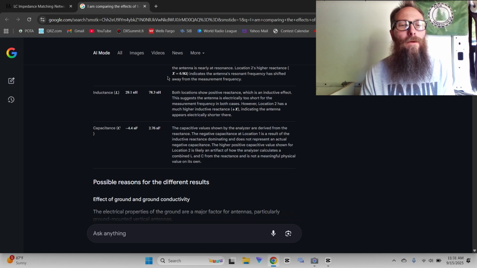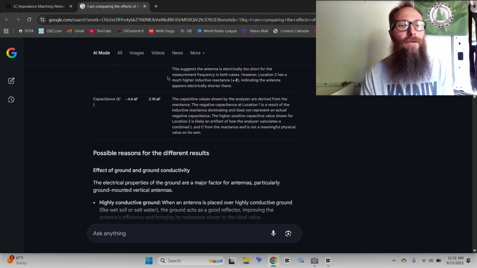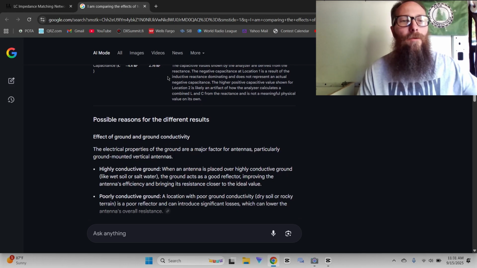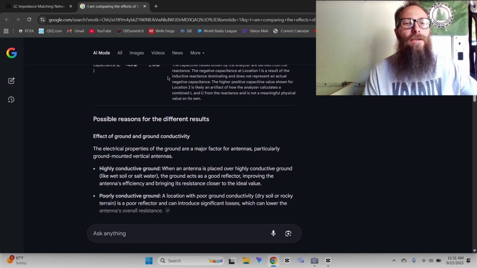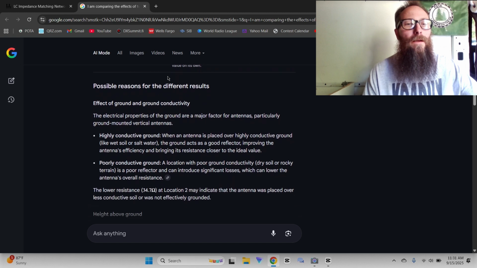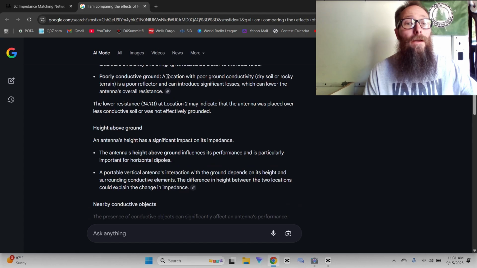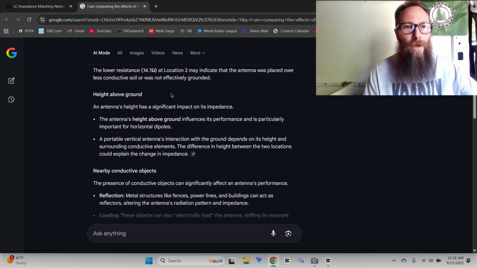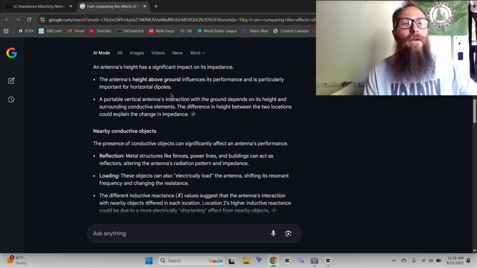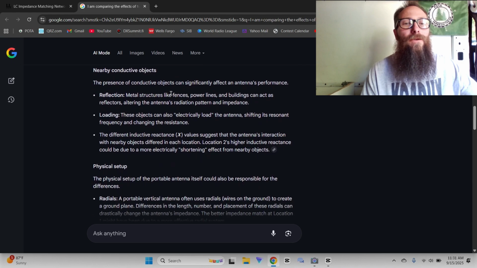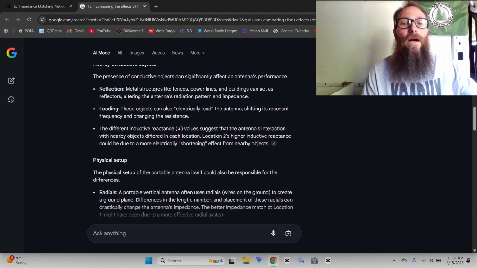So now we're looking for possible reasons. And this is all stuff most of us probably already know. The effect on ground conductivity. Okay, is it highly conductive or poorly? The height above ground. Now this is one thing where I had to go back and clarify, because the height above the ground was the same. Nearby conductive objects, reflection, okay, metal surfaces, power lines, buildings, and things like that.